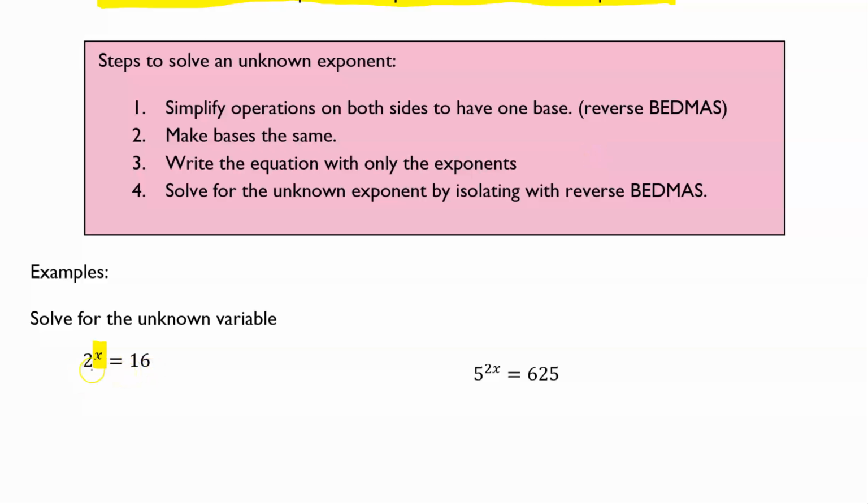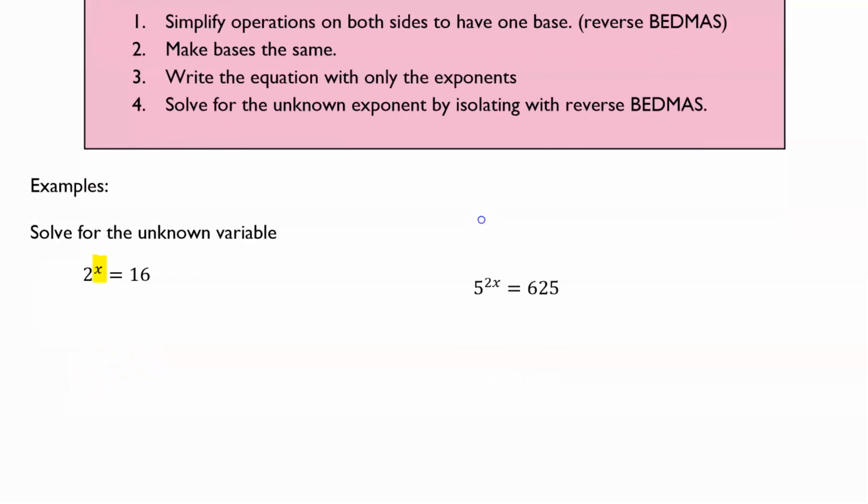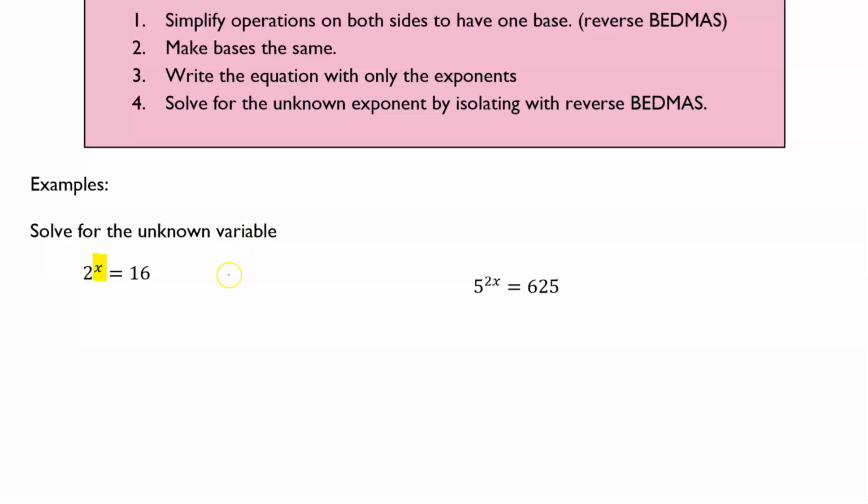Make the bases the same. Well, this is 2 to the exponent x, and this is 16. So you're going to look at the 16 and you're going to think, is this 2 to the exponent something? Because if it is, then I can write it as 2 to the exponent something, and then I'll have the same base. And 16 is actually equal to 2 to the exponent of 4.